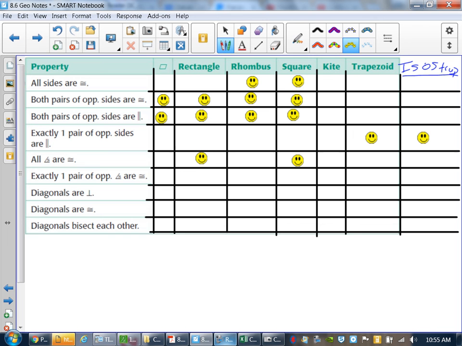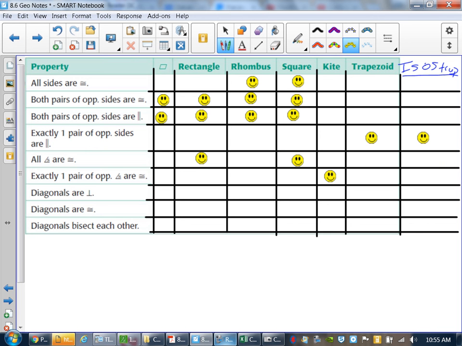Exactly one pair of opposite angles are congruent. Only one pair of opposite angles congruent. It's going to be a kite. The kite has exactly one pair of opposite angles congruent. The trapezoid has the base angles next to each other, the two sets of consecutive ones that are congruent.